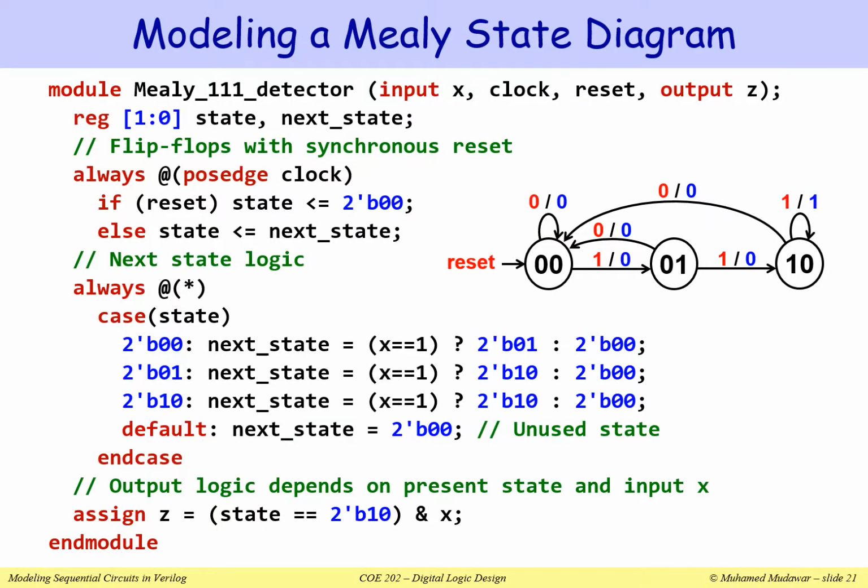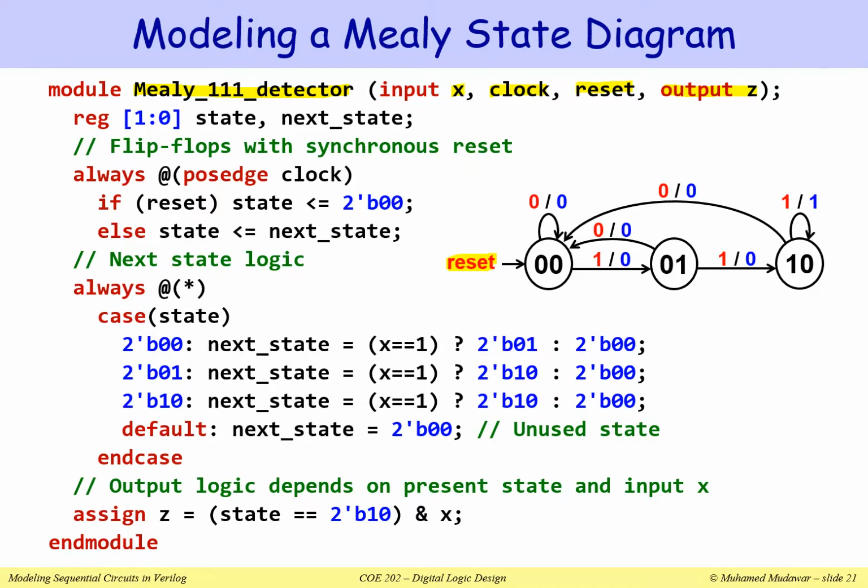Here's my module, which is called Mealy 111 detector. It has 3 inputs, X, clock, and reset. It's very important to reset back to state 0, 0. There is only one output, which is called Z. This is the output Z that's going to output 1 when we detect 3 or more ones. Now, we would like to model the state diagram directly in Verilog.